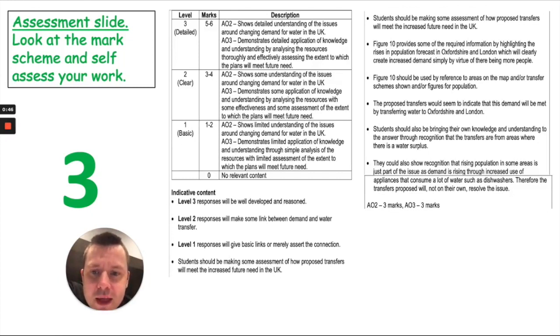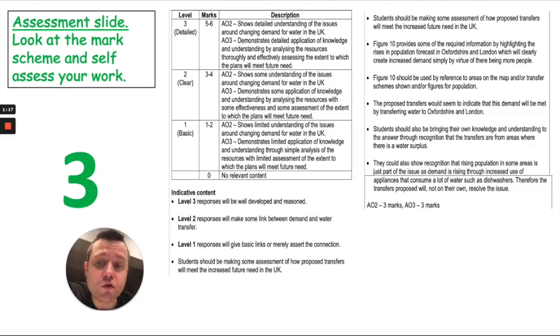Indicative content then. The first thing it says is students should be making some assessment of how proposed water transfers will meet the increased future need in the UK. So is it going to work? Is moving water from one place to another going to work? And I would say to an extent it is. And how will they do that? This is where you need to start bringing in your ideas. How will moving water from one place to another help?